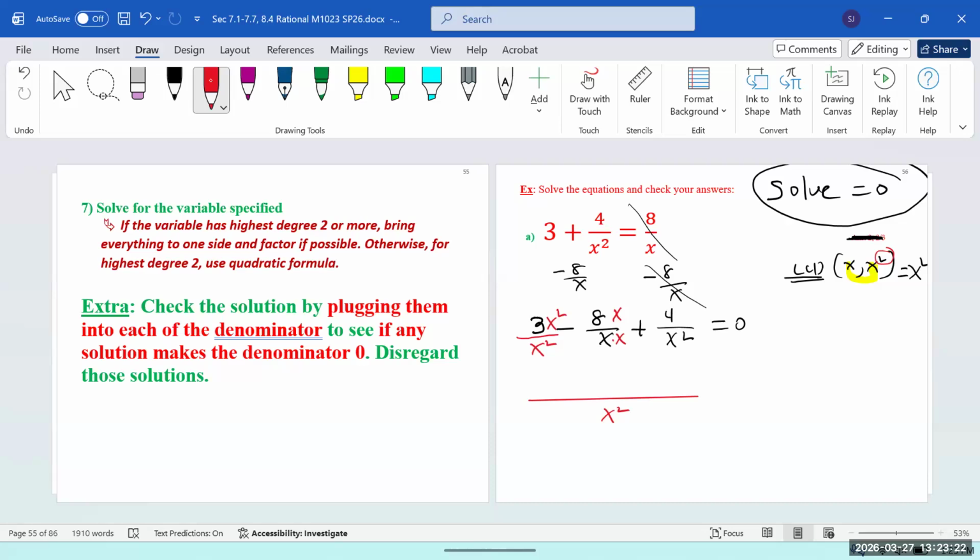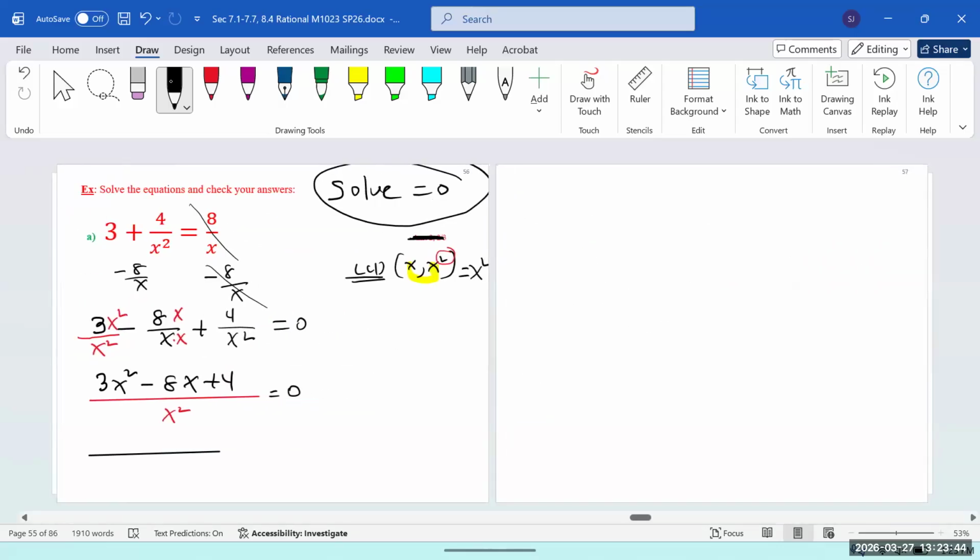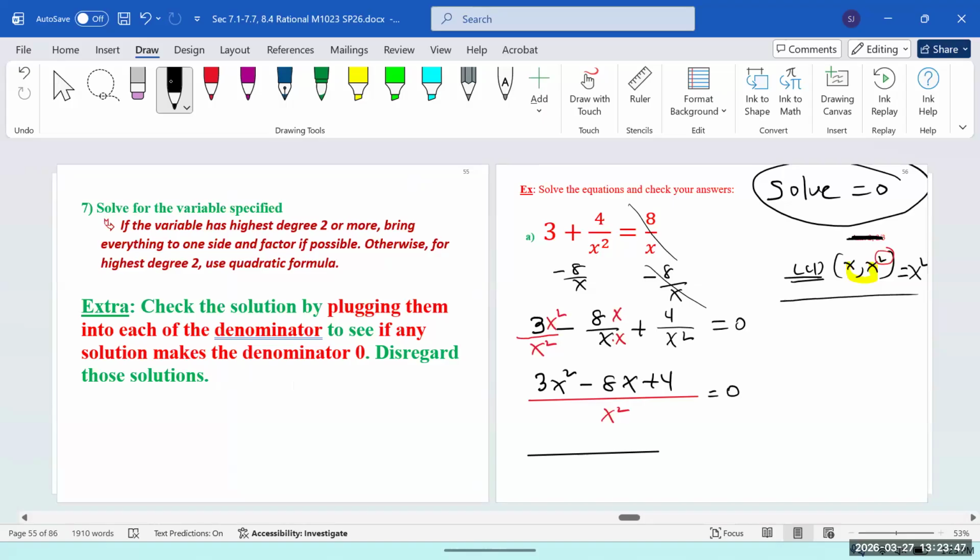So we have 3x squared minus 8x plus 4 equals 0. And then you look for factors. Is the numerator factorable? Let me do it here. We have 3x squared minus 8x plus 4.